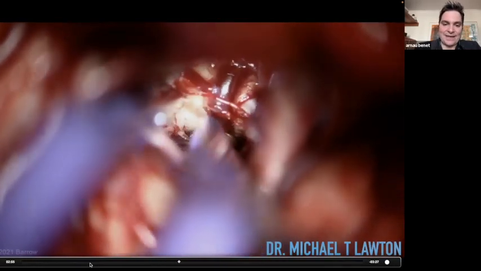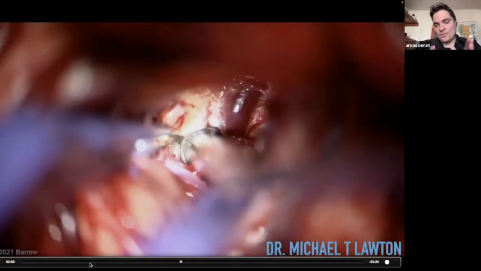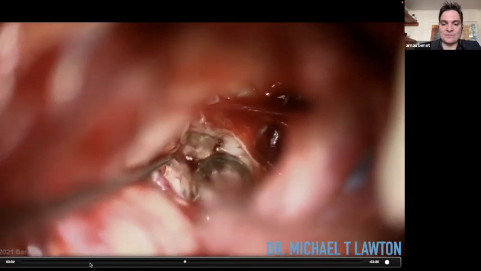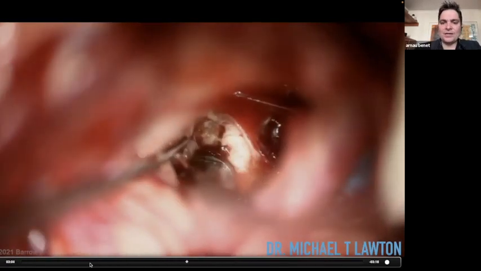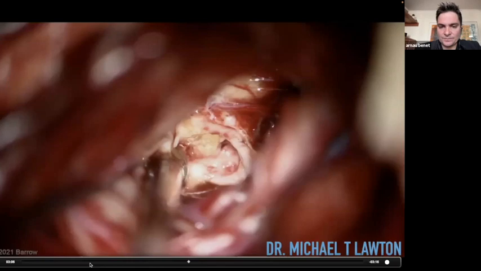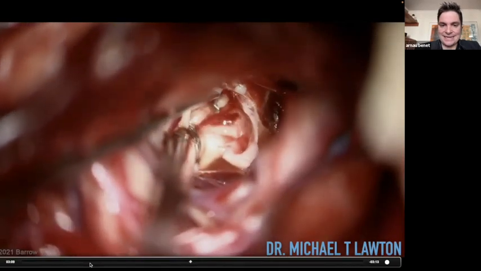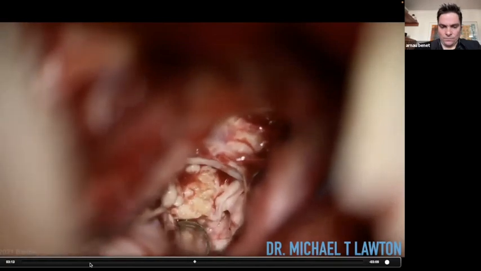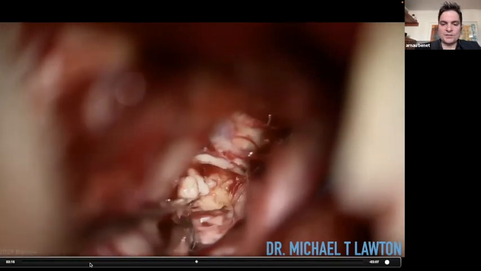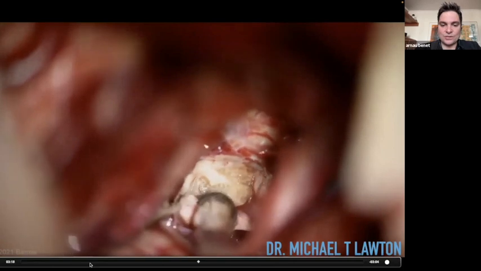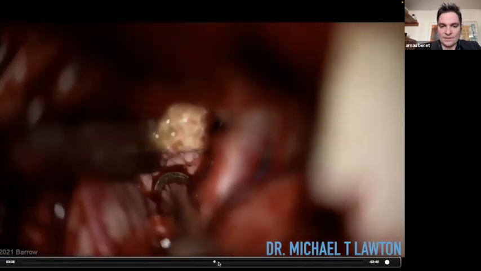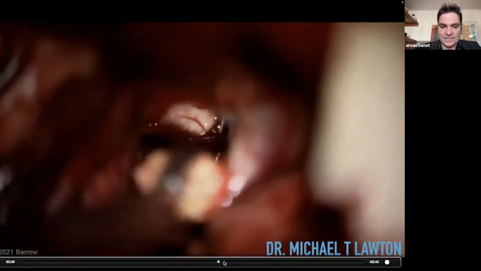Now we are getting into that medial lateral part of the pons, and we're getting to the cavernous malformation. In this case, it was a very rock hard cavernous malformation. So here we see Dr. Lawton dissecting it out, attempting to take it with pituitary rongeurs in a moment, but that was really, really strong. The main cavernous malformation comes out finally after 360 dissection of it.